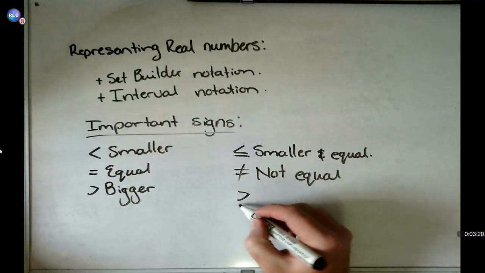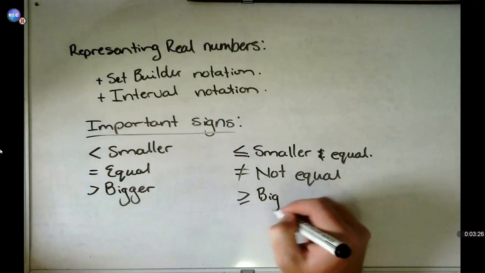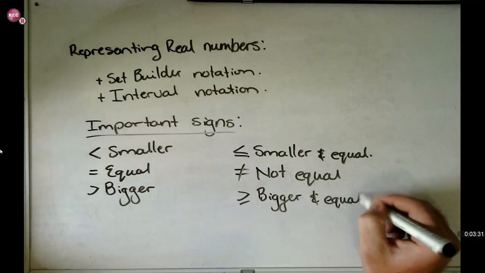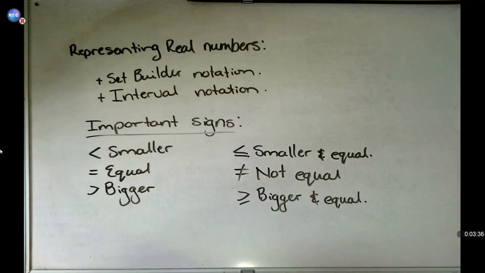Then the final sign that we're going to look at is the bigger and or equal to sign. These signs are very important. You're going to think to yourself now, this teacher is just saying that it's important and so on. I'm telling you it's important because once we start with your actual way that it is represented in the set builder notation as well as in the interval notation, you are going to see why I'm saying it's important.